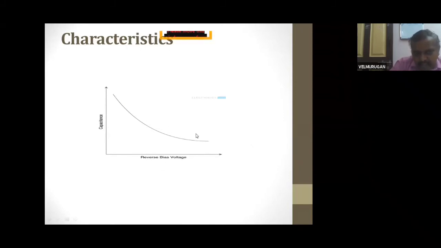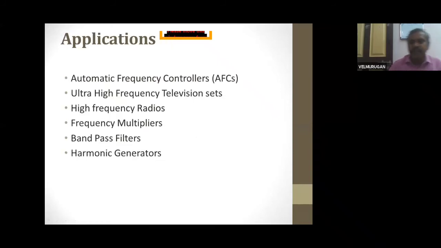Then it will come like this one. Okay, voltage to current. Then applications of varactor diode. So automatic frequency controller is a varactor diode application. Next, ultra high frequency televisions.